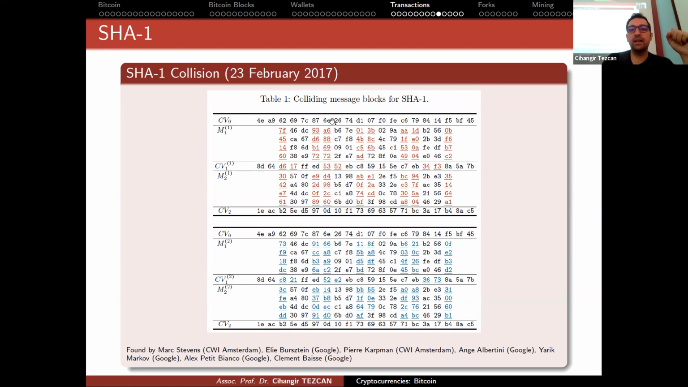As you can see now, the IV here and here are the same, but this time the collision is for 2 message blocks, and the colored parts are the differences. So it is kind of a differential attack. Okay, so you find the differential collision here.